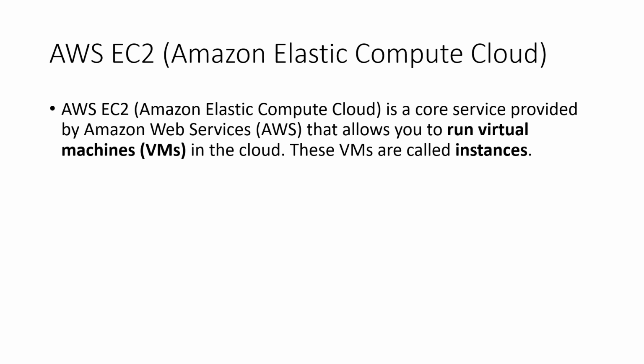AWS EC2, Amazon Elastic Compute Cloud. AWS EC2 is a core service provided by Amazon Web Services that allows you to run virtual machines in the cloud. These VMs are called instances.